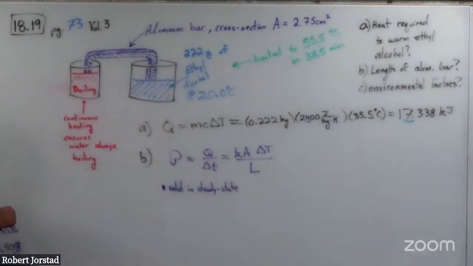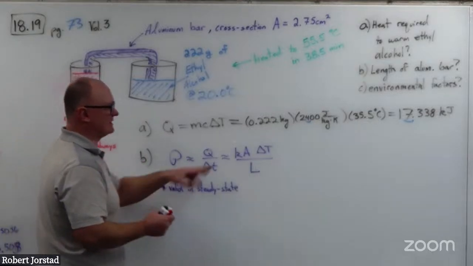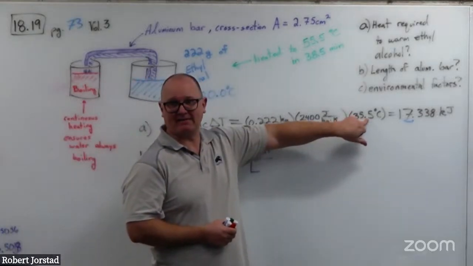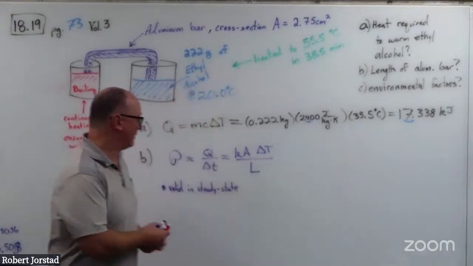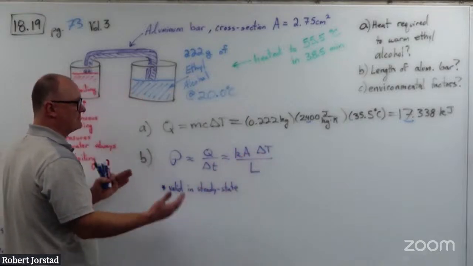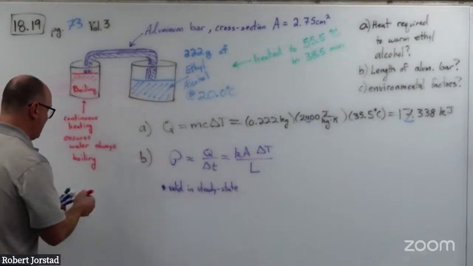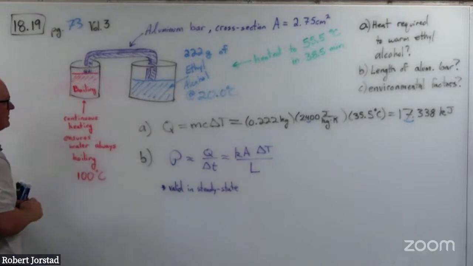This is tricky. Okay, initially, so first off, delta T is not 35.5. That's the increase in temperature of the ethyl alcohol. For this equation, delta T means the temperature difference between the two reservoirs. We know this water is boiling, so this is at 100 degrees Celsius.